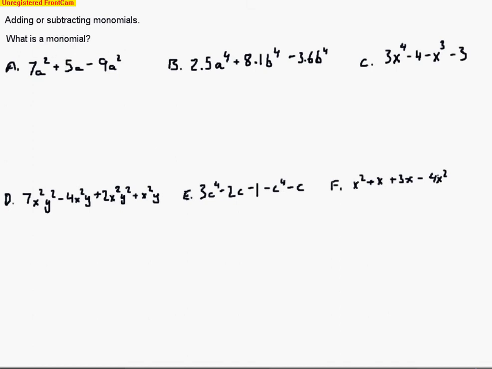Today we are going to be adding and subtracting monomials. So let's figure out what these monomials are first. Well, when we look at the prefix mono, mono represents the number 1. And so if I'm talking about one term, I'm talking about a number. It could be even a negative number.